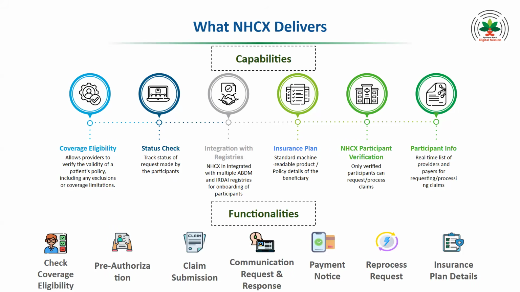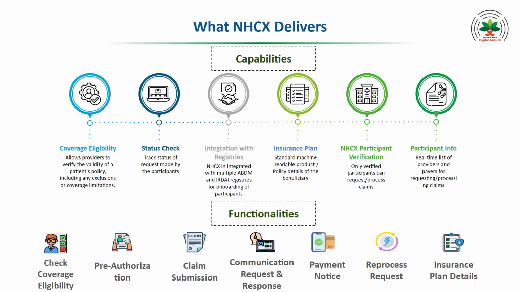So let us highlight a few of the capabilities NHCX delivers. These are some of the functionalities and the added advantage that we give to the providers and the payers. One is coverage eligibility. For example, if you are going to a hospital and the hospital does not know whether your coverage is in force or not, maybe it starts six months after you take the policy. Coverage eligibility is a feature in which the provider sends a request to the payer and gets information on whether your policy is in force or not. This is something that has been enabled by NHCX.